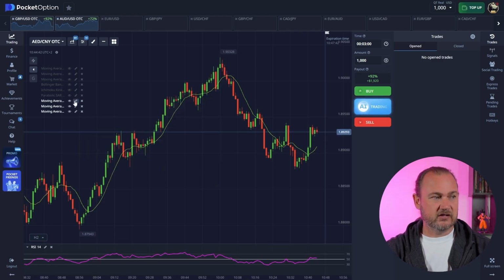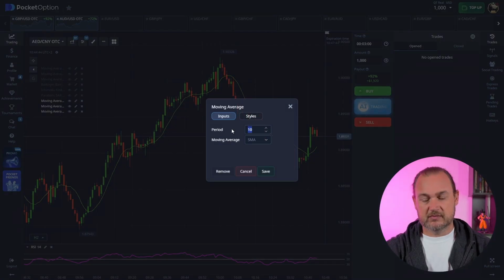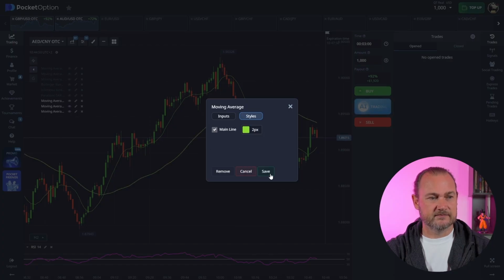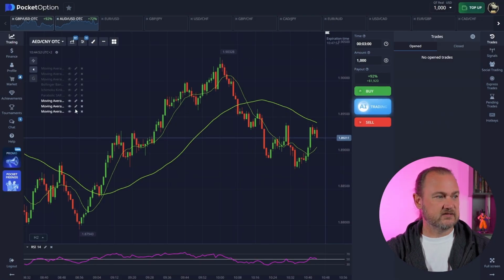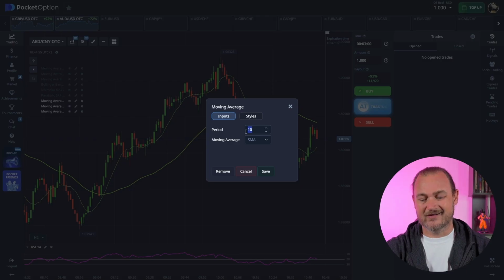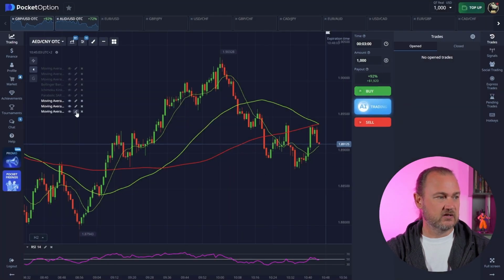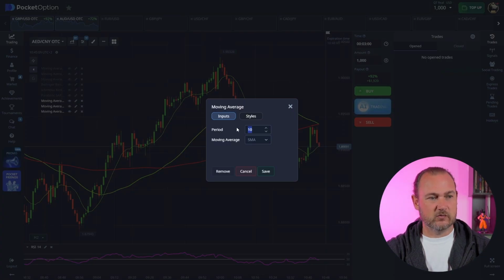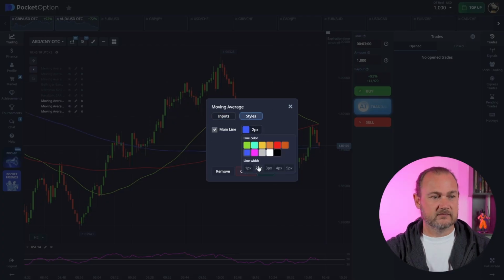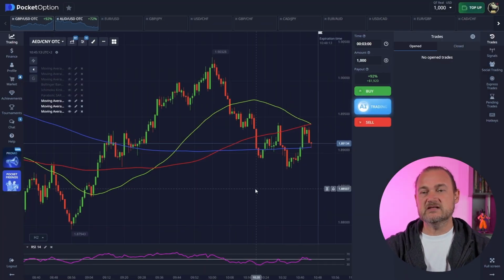Okay, I'm adding 3 of them. The first one, I'm going to set to a value of 50. I'm going to leave it as a simple moving average, and I'm just going to change the color and the thickness. There we go. Next up, I'm going to change the second one to 100. And again, I'm changing the color and the thickness of it so we can distinguish better between them. And lastly, we're going to set this one to 200. There we go. These are considered the classical moving averages.